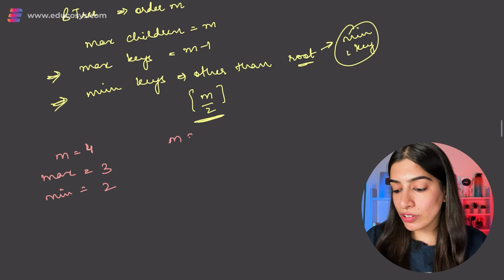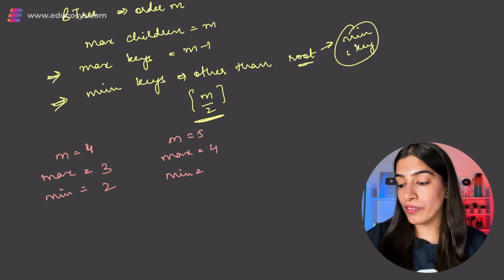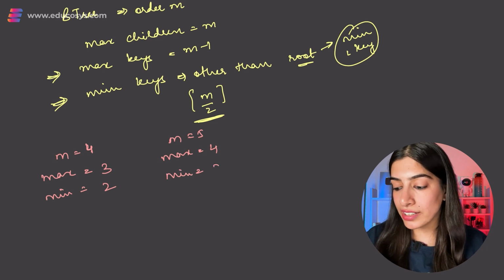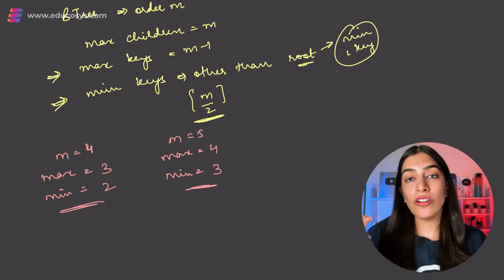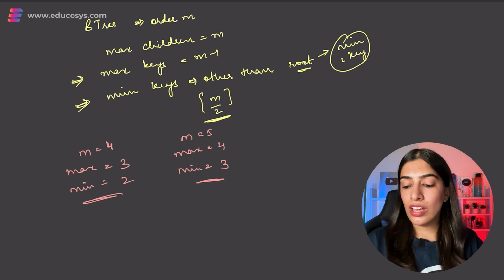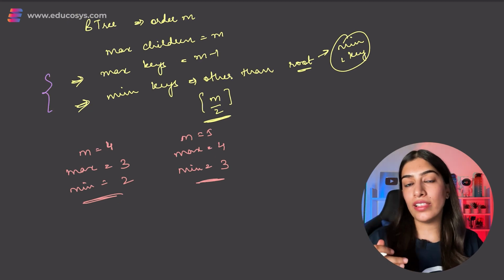If m is equal to 5, the maximum number of keys that is possible is 5 minus 1, which is 4. The minimum number, 5 by 2, is what? 2.5. So you round it up to the bigger integer, which is 3. This is how you can see that a B-Tree of order m can have a minimum and a maximum number of keys.